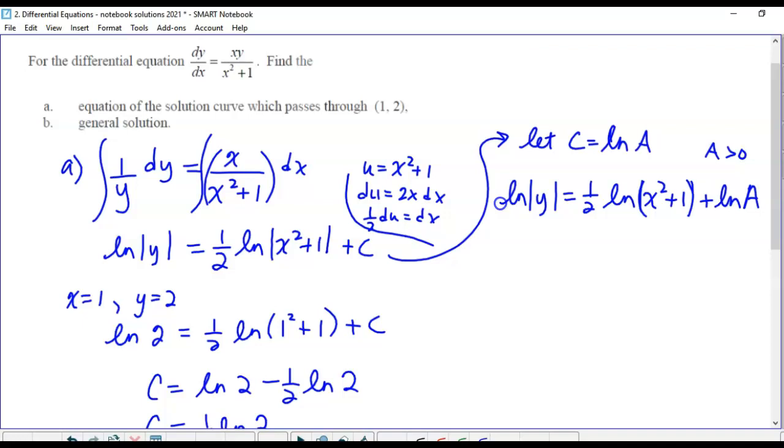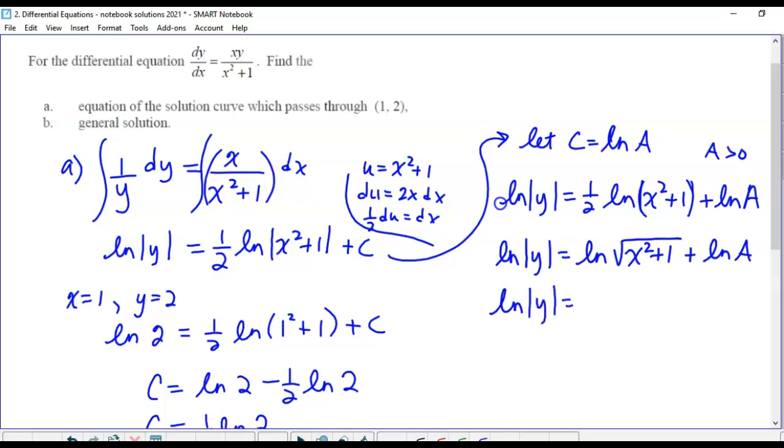So now ln y equals, I'm going to show that as a radical, and then we're adding logs with the same base. That's going to be a product. And so now y equals plus or minus a root x squared plus 1. So really a was positive there.